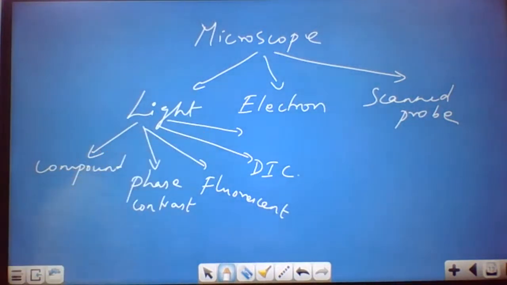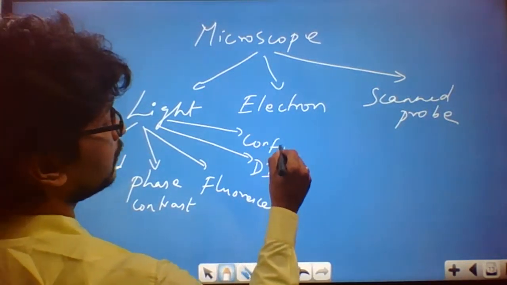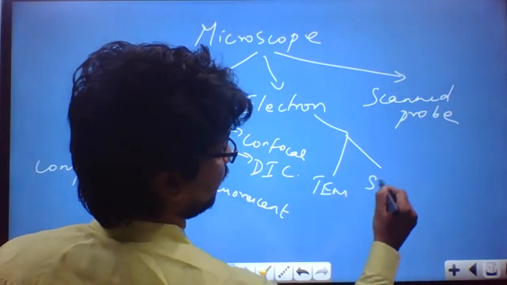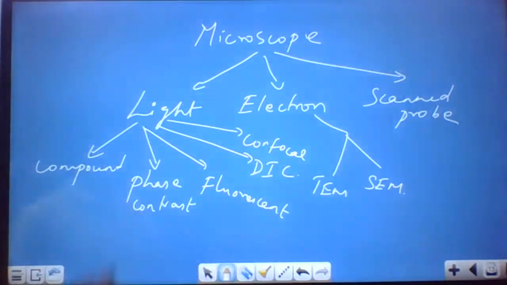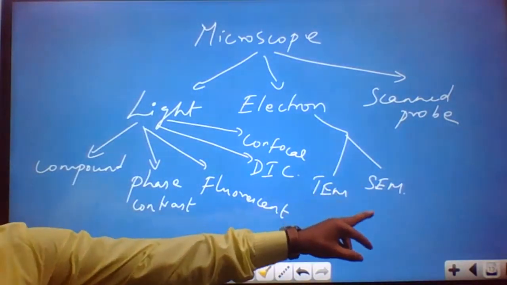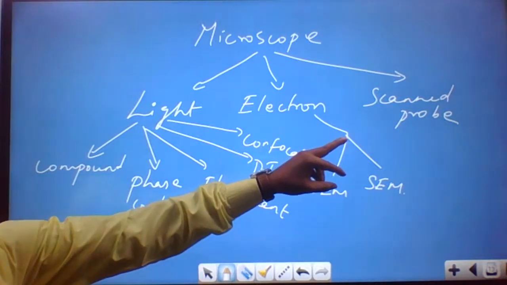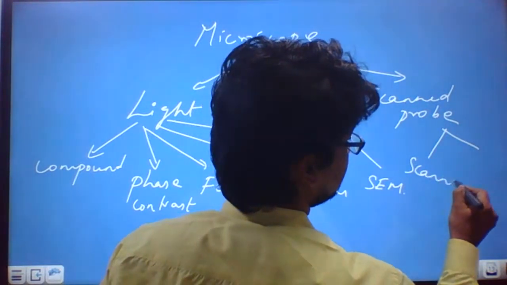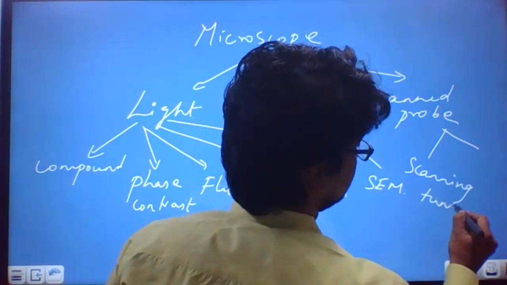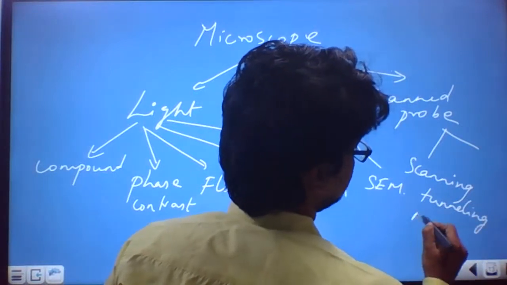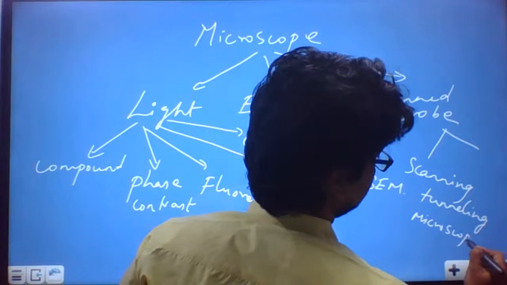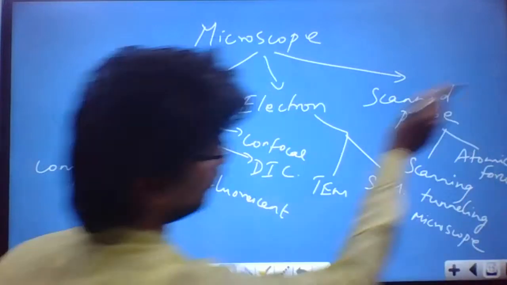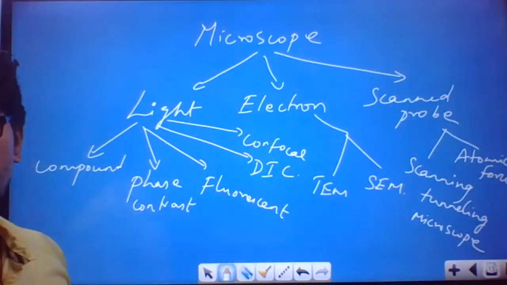And the other type of the light microscope, we have a confocal microscope. Coming to the electron microscope, transmission electron microscope and scanning electron microscope. In the last slide we discussed the transmission and the scanning electron microscope. Scan probe microscope: scanning tunneling microscope, then atomic force microscope. These are the broad classification of a microscope.